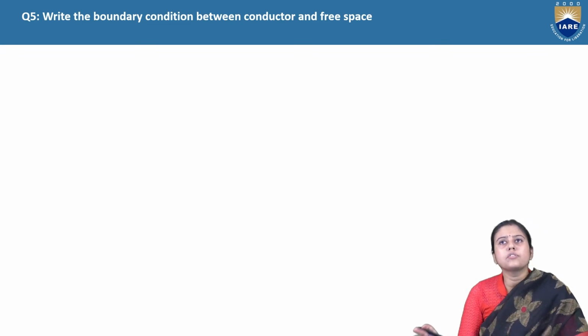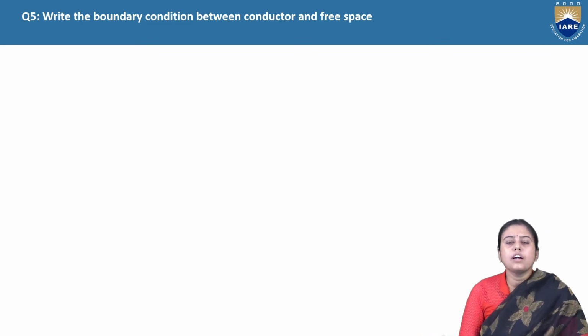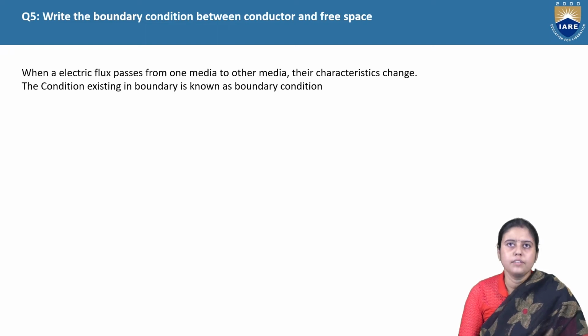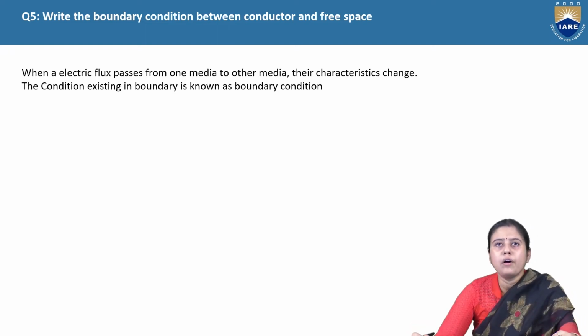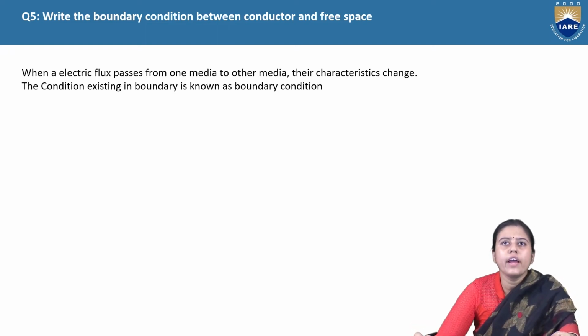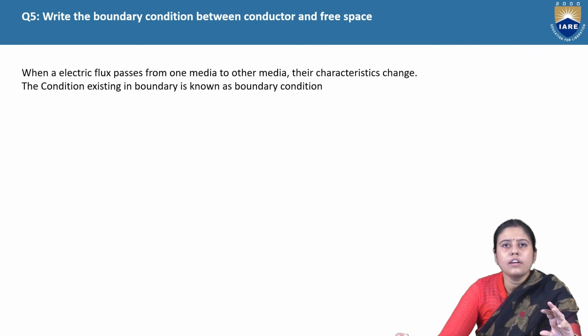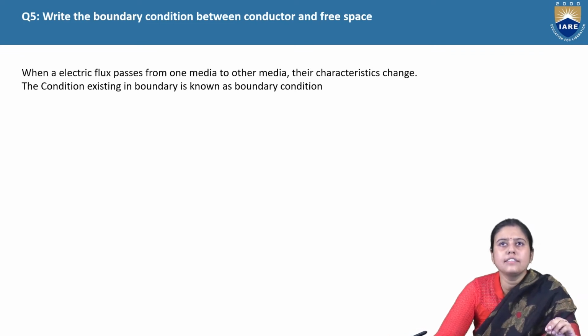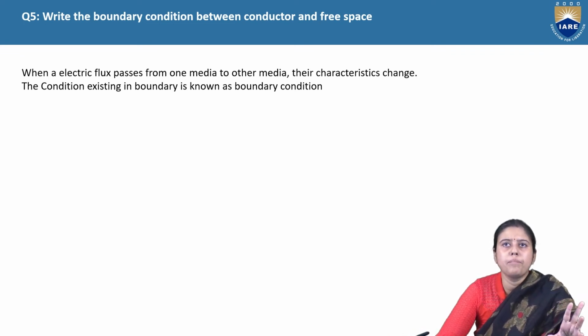So while this question may come between the conductor and dielectric, the answer is the same, but there is a little change that I will mention. So what is boundary condition? When an electric flux passes from one media to another media, it is not confined. Flux can go anywhere, so the general tendency is for the electrical flux to pass from one media to another.